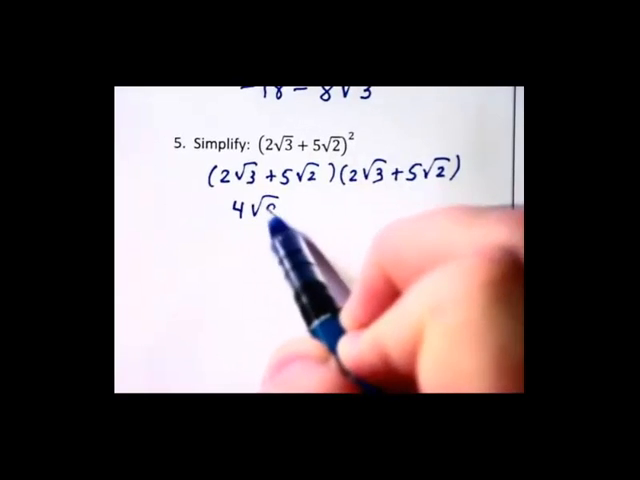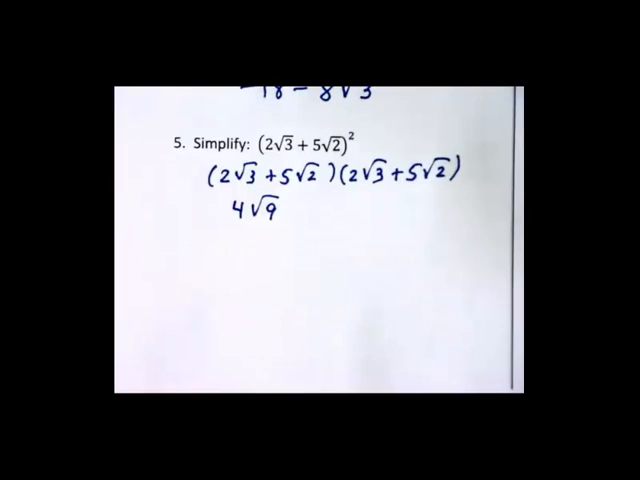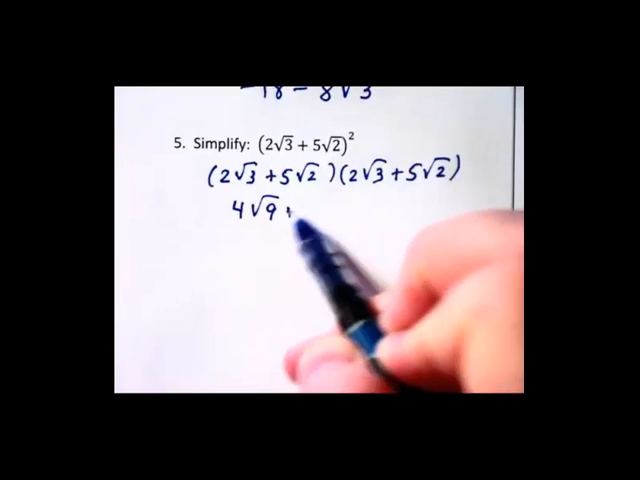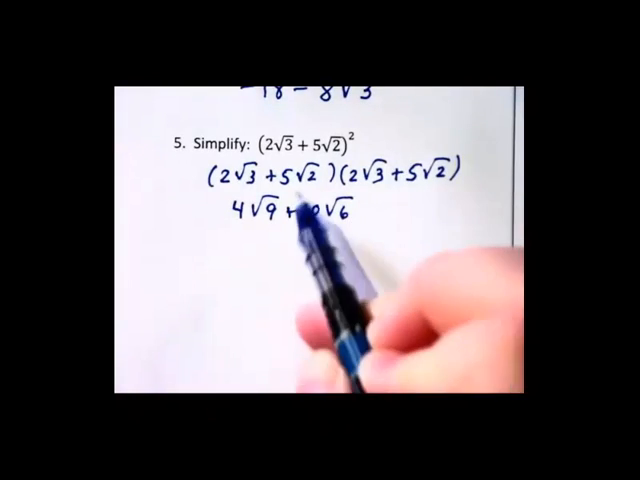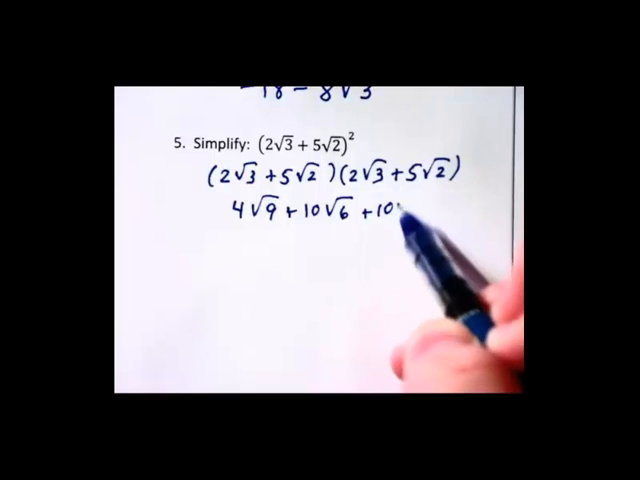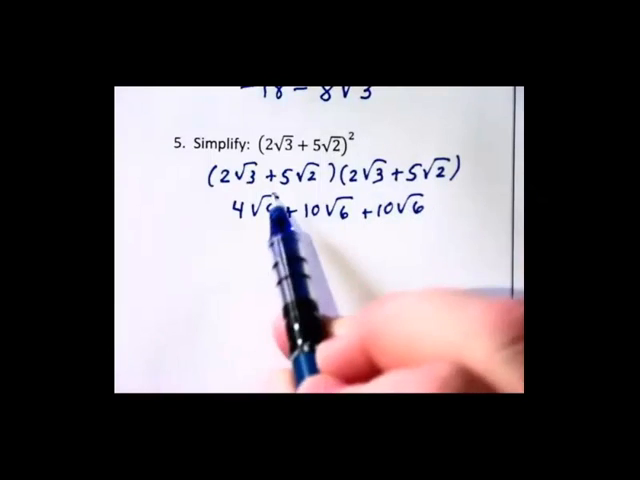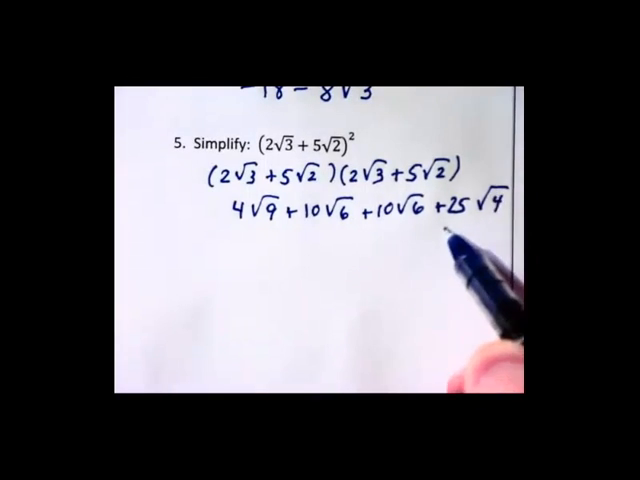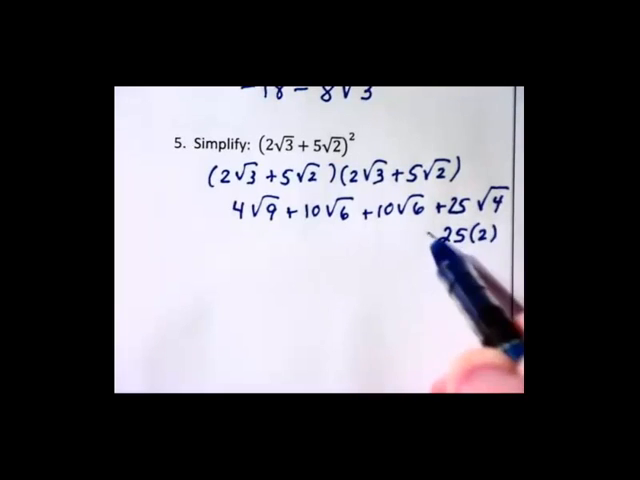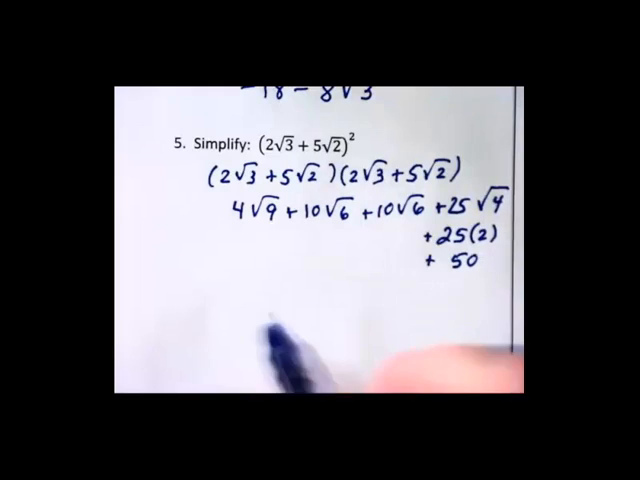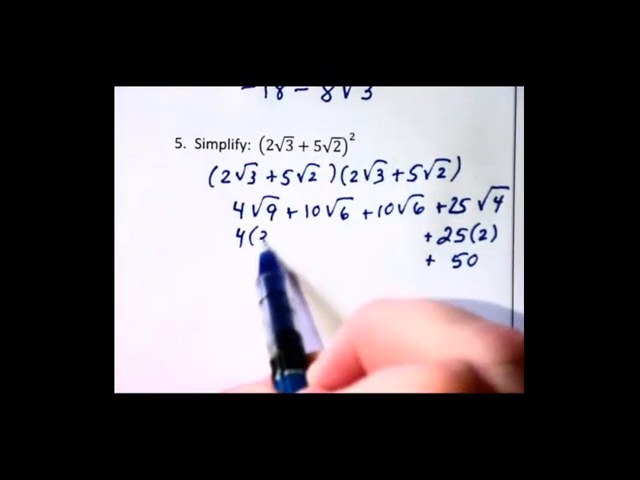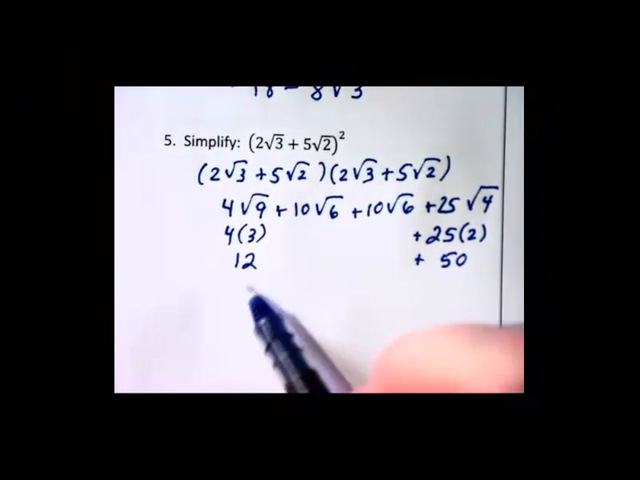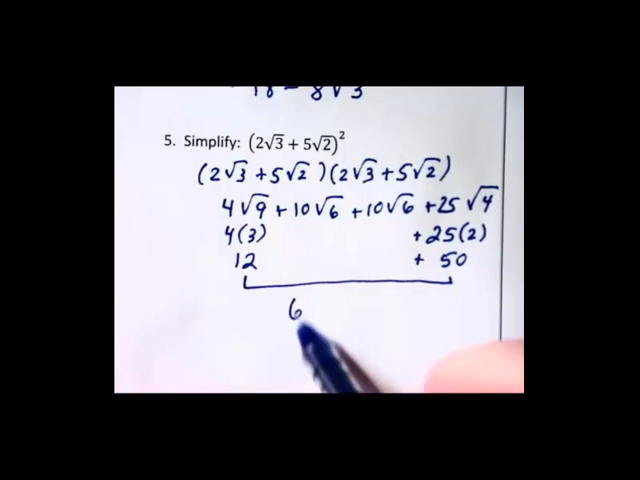First term of FOIL, 4 root 9, comes from the 2 root 3 times 2 root 3. The outer terms of FOIL, the 2 root 3 times 5 root 2, gives us plus 10 root 6. On the interior, same thing, plus 10 root 6 again. And the L part of FOIL will be positive 5 times positive 5, making positive 25 root 4, which turns into 25 times 2, which turns into 50. And out in front, that 4 root 9 becomes 4 times 3, which turns into 12. So, combining the first and the last terms together, we have 62.